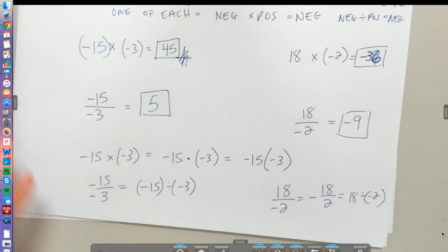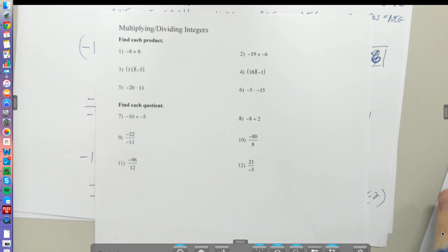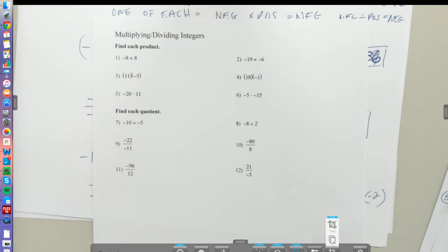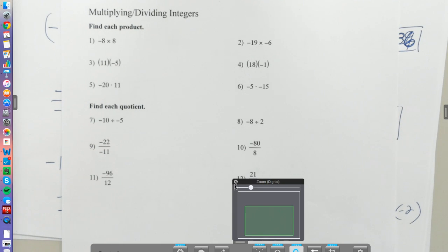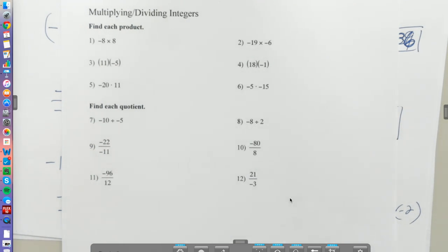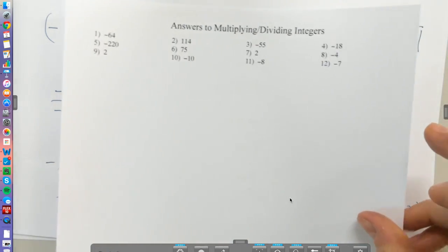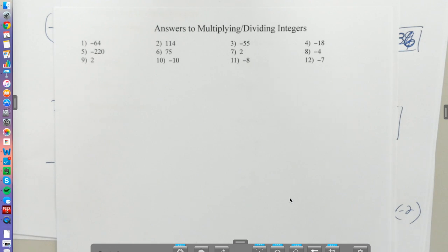Okay, so here's some practice. Okay, 1 through 12. I would like you to pause here and give these a try. I'll zoom in a little bit. Ta-da. Pause here, give those a try, write down your answers. All right, if you're just coming back, here's the answer key to that. Give that a go.